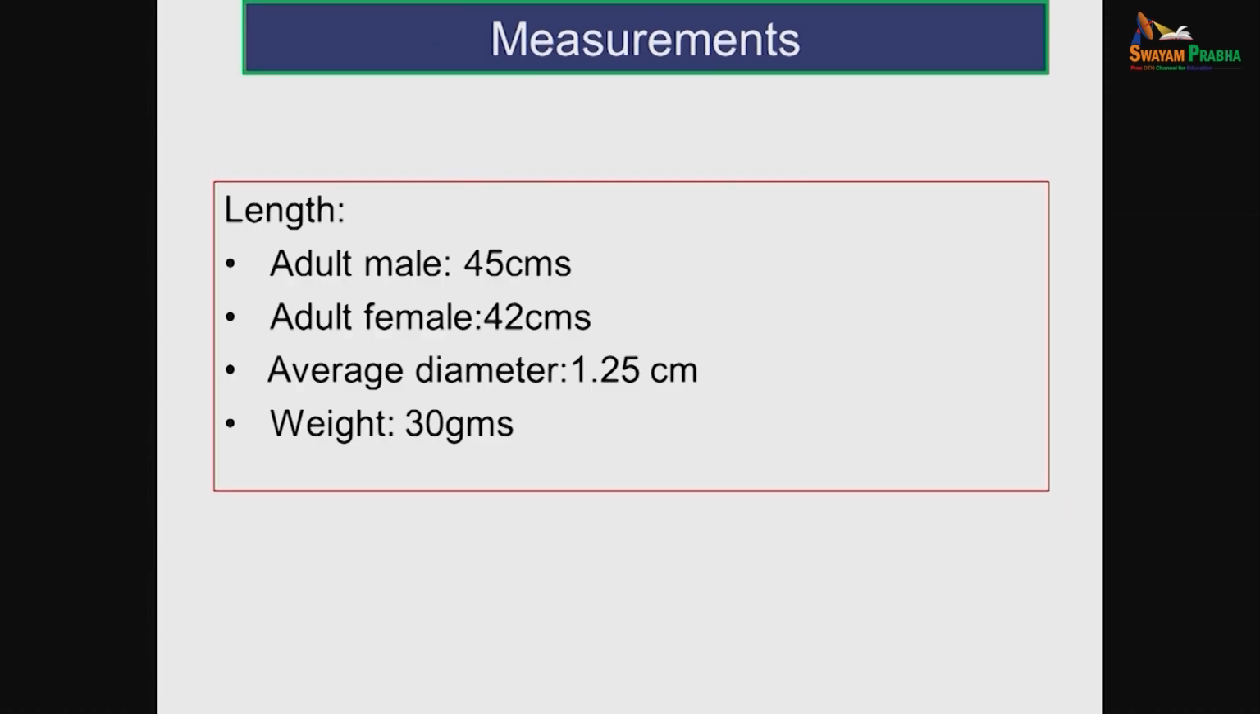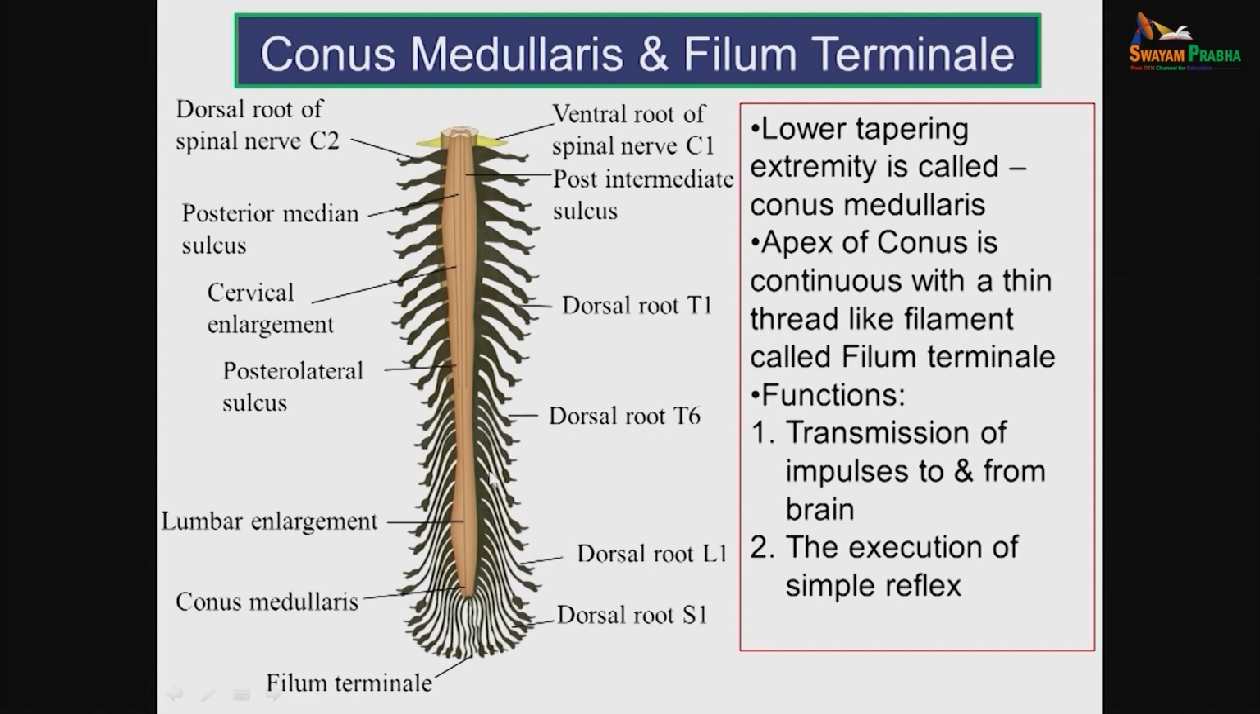Coming to the measurements, in adult males, the length is 45 centimeters and in females, it is 42 centimeters. The average diameter is 1.25 centimeters and it weighs 30 grams. So, the spinal cord ends at the lower border of L1 in a tapering extremity. You can see from this picture that the cord is ending in a conical tapering extremity which is called the conus medullaris.